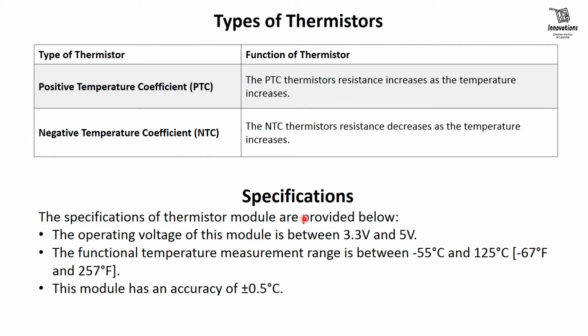There are two types of thermistors. Positive temperature coefficient or PTC: the PTC thermistor resistance increases as the temperature increases. And negative temperature coefficient or NTC: the NTC thermistor resistance decreases as the temperature increases. In our module, we have one NTC thermistor installed. The specification of the NTC module: the operating voltage is between 3.3 volt and 5 volt. The functional temperature measurement range is between -55 degree and 125 degree centigrade. This module has an accuracy of ±0.5 degree centigrade.